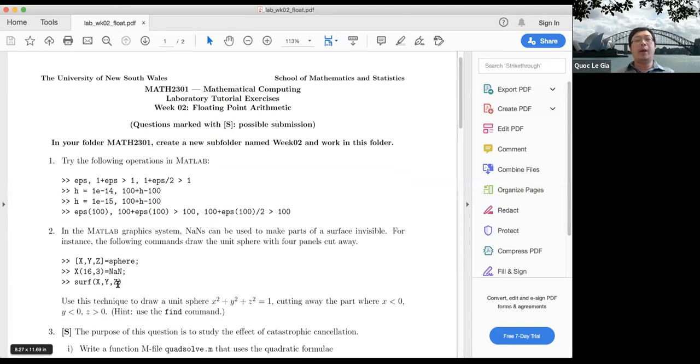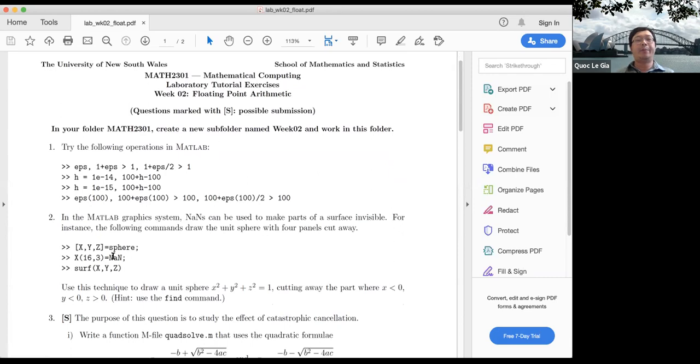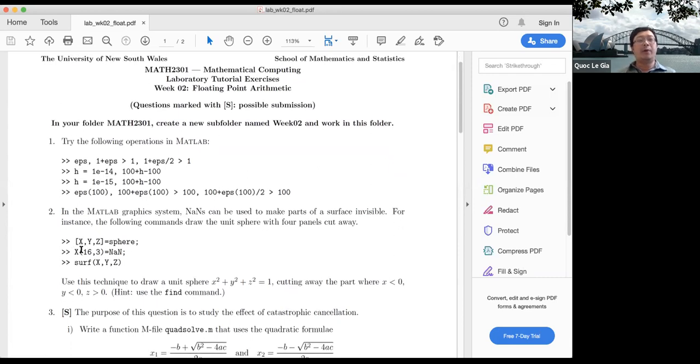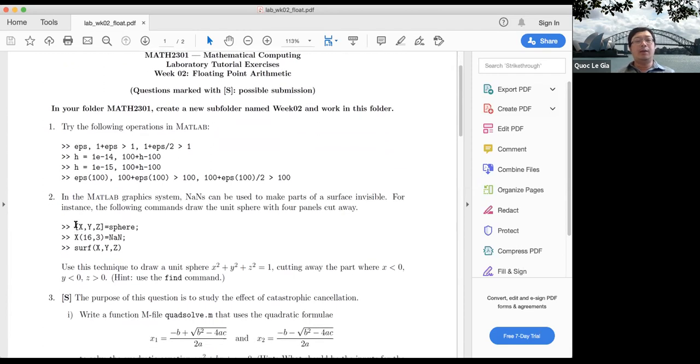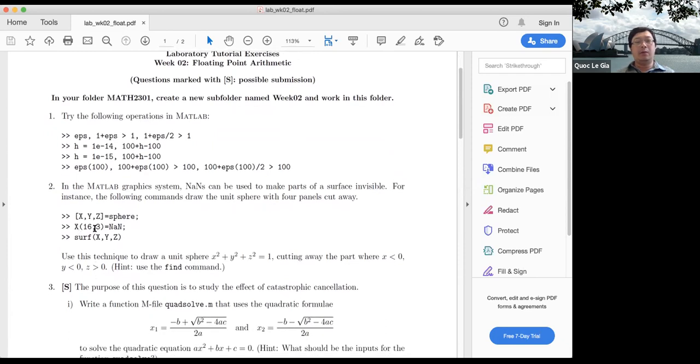So the next question is, let me share it. How do you make a part of the surface invisible? For this one, you just open a script and type in those 3 commands and see the effect first before I explain it. You just cut and paste this into a script.